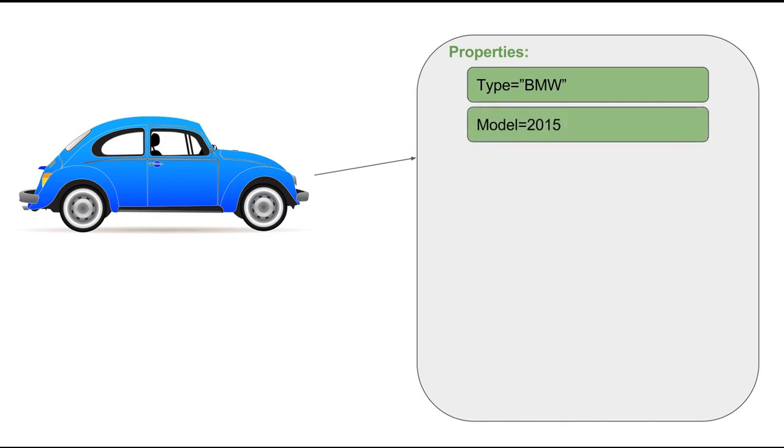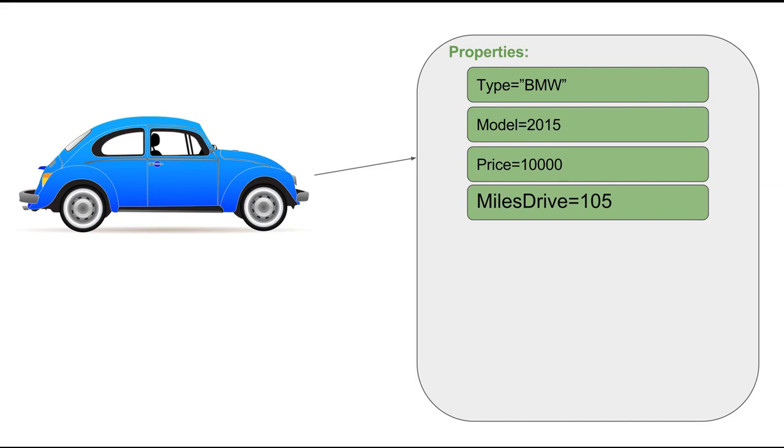What properties could this car have? It could have a type, for example BMW, a model, 2015, a price of 10,000, or miles driven, the miles the user drove this car, like 405, and the owner of this car, Hussein. So all these are properties of the car. When we talk about properties, we mean we describe things. So the car as an object has a number of properties.